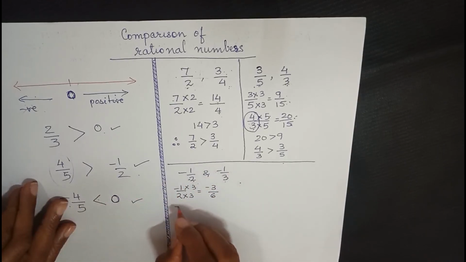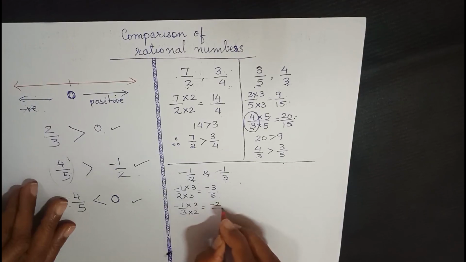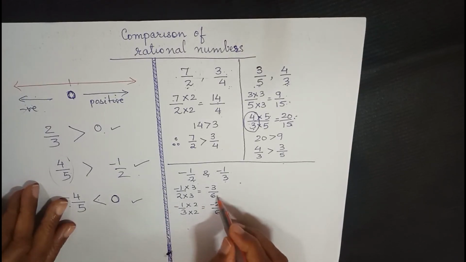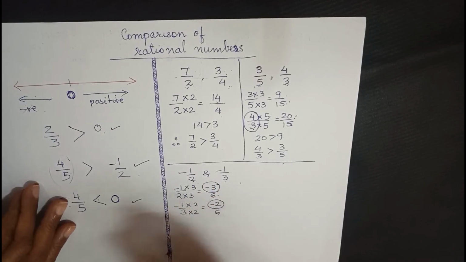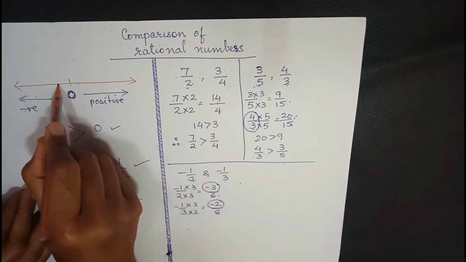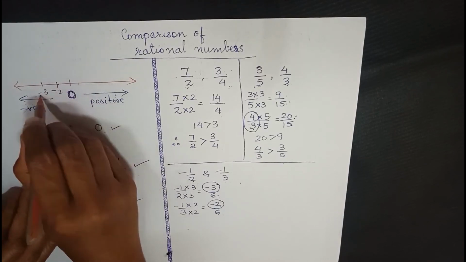Now let's take the second rational number. Now to make it 6, I should multiply it with 2. So what I get is minus 2 upon 6. Now you can see the denominators have become same. Now we can compare the numerators. The number which is closer to the 0 will be greater. So you know minus 2 is closer to 0 than minus 3.